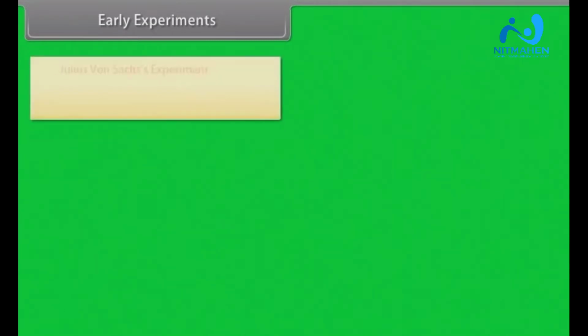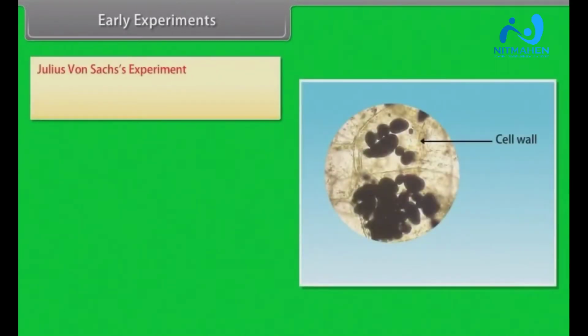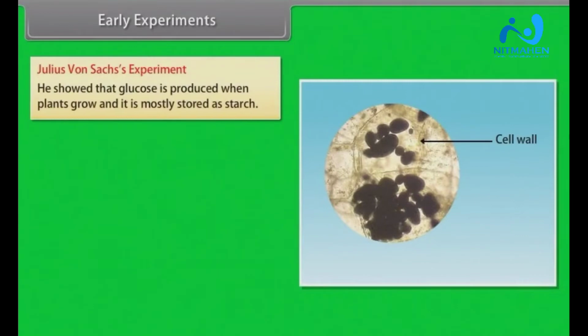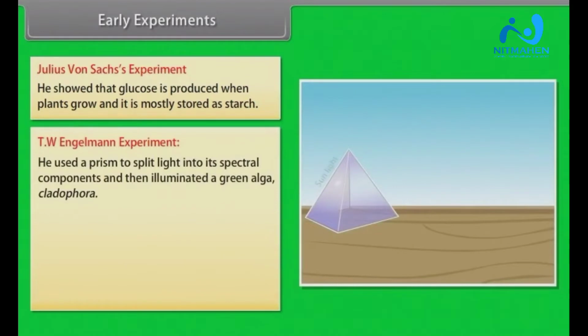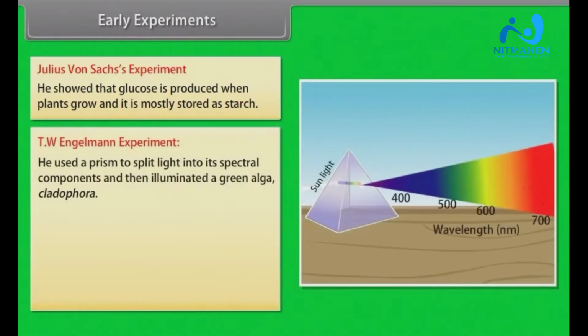Early experiments. Julius von Sachs' experiment. He showed that glucose is produced when plants grow and it is mostly stored as starch. T.W. Engelmann experiment. He used a prism to split light into its spectral components and then illuminated a green alga, Cladophora. The bacteria gathered in the blue and red light of the split spectrum.